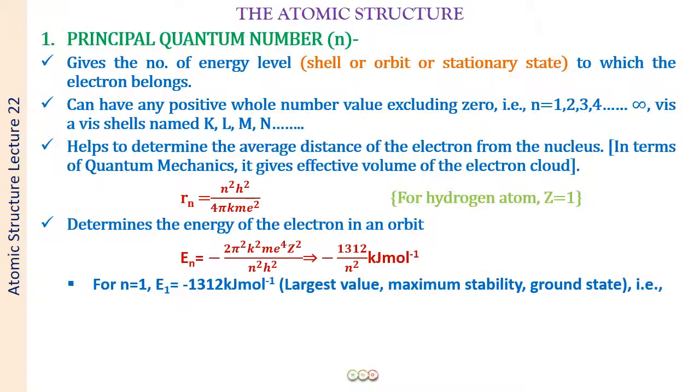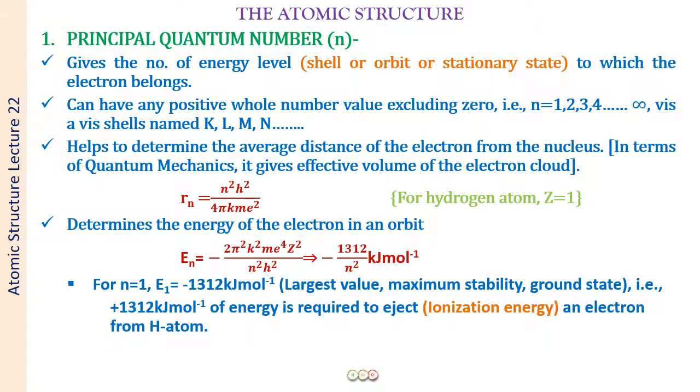Now, quickly revising, when n is 1, E1 is going to be minus 1312 kilojoule per mole, and this is the largest value, maximum stability and the ground state of the hydrogen atom, right? I hope you remember all of this, and this means that 1312 kilojoule per mole of energy is required to eject an electron from the hydrogen atom, and this is known as the ionization energy. I hope I'm helping you even revise the Bohr's concept.